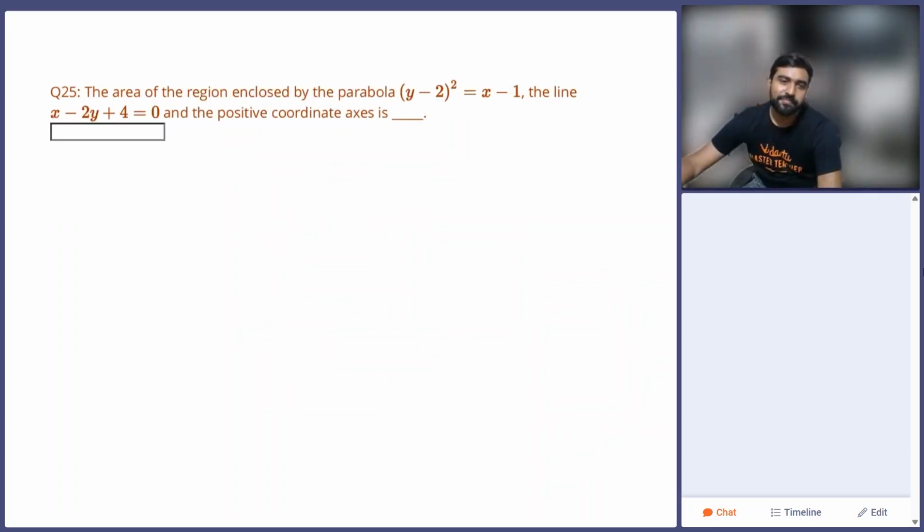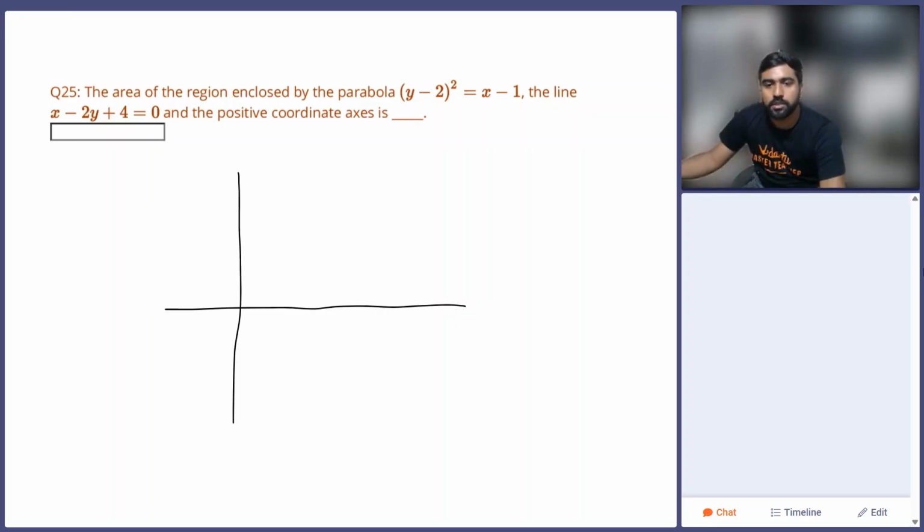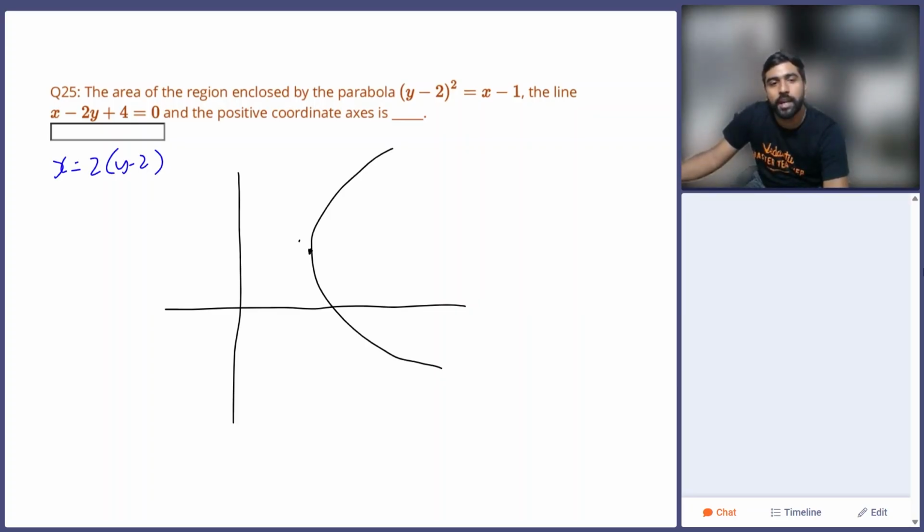All right, moving on. What do we have here? You have to find the area enclosed between the parabola (y minus 2) whole square equals x minus 1. So it has the vertex at (1, 2). So somewhere over here is the vertex. Let's take a little bit of distance. Somewhere over here is your vertex, let's assume. So something like this, you have your parabola over here. And another line that you have is x, this is a bit of special as well. So I can say that this is 2 times (y minus 2).